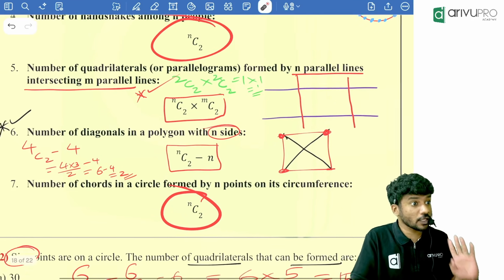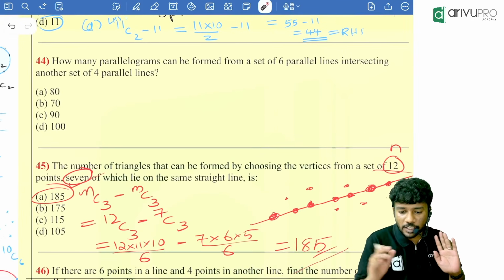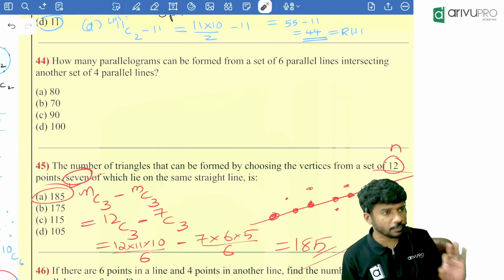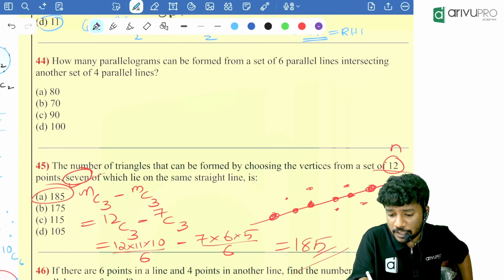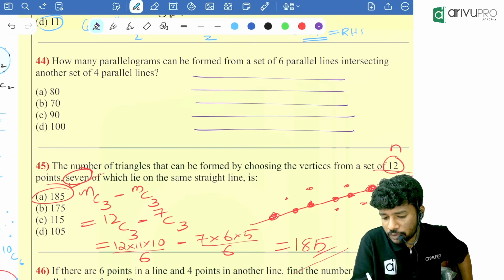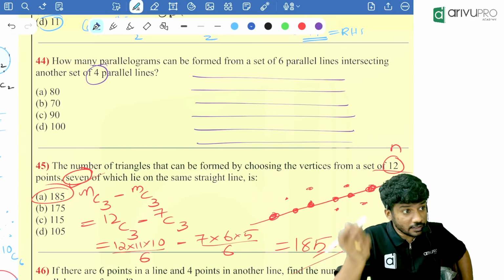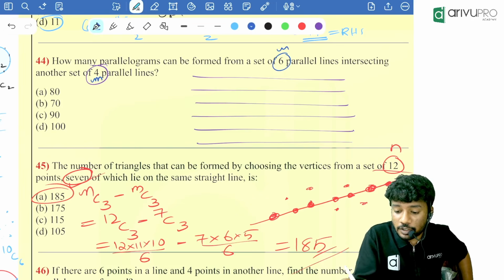I will show you the question. That time you will understand it much better. Look here. How many parallelograms can be formed from a set of 6 parallel lines? For example, 6 parallel lines means how many lines are there? 1, 2, 3, 4, 5, 6. Intersecting another set of 4 parallel lines. Another set of 4 parallel lines means M is equal to 4, then N is equal to how much? 6.